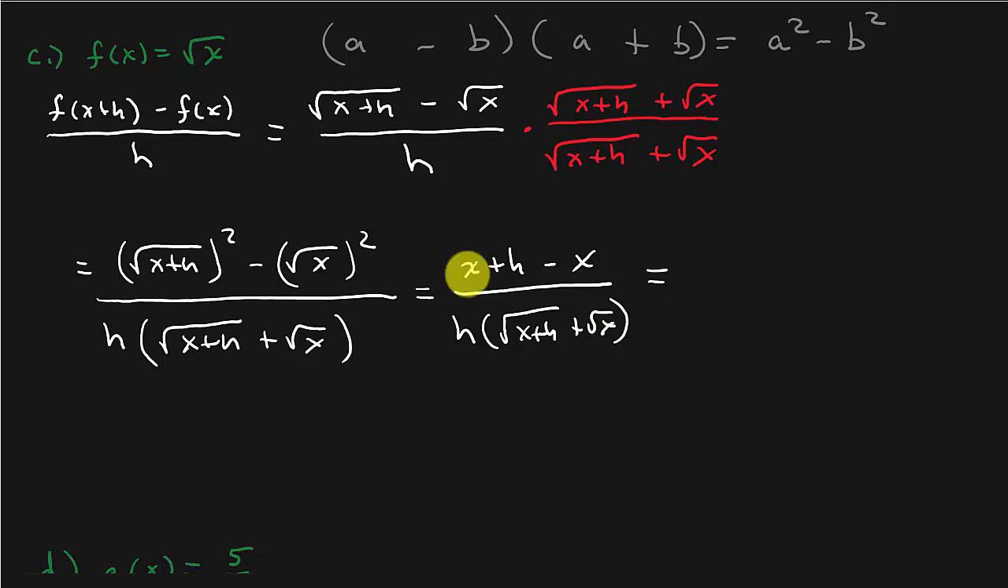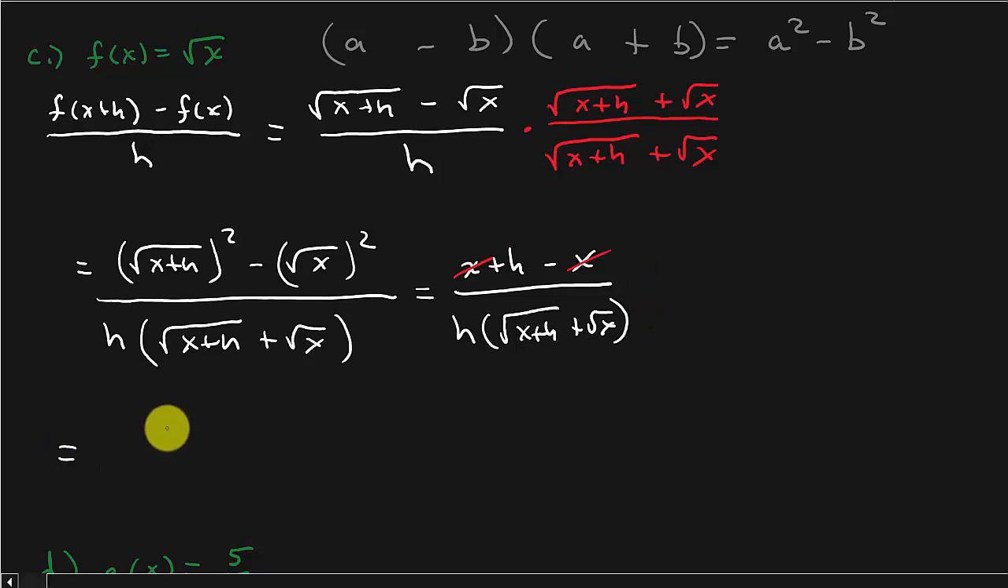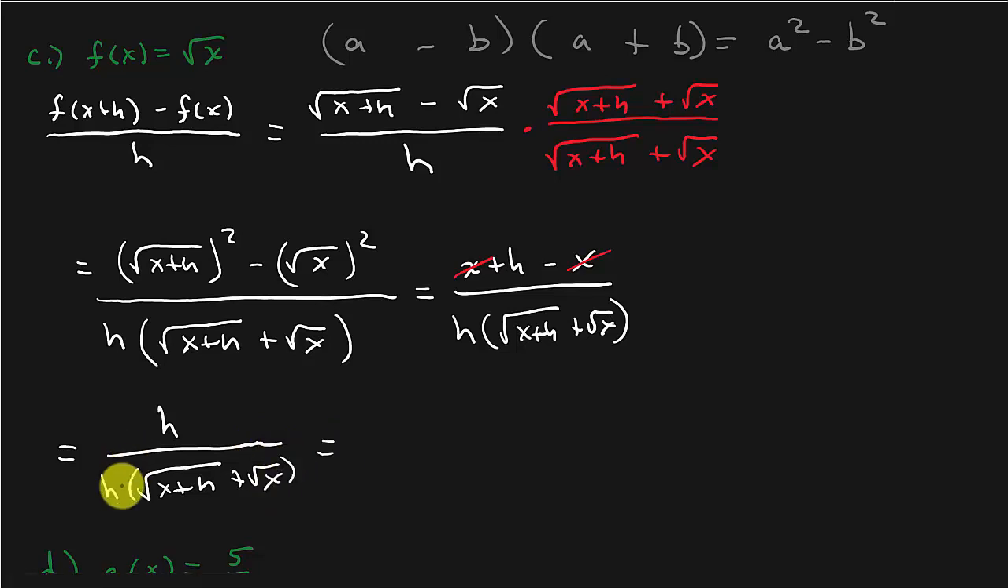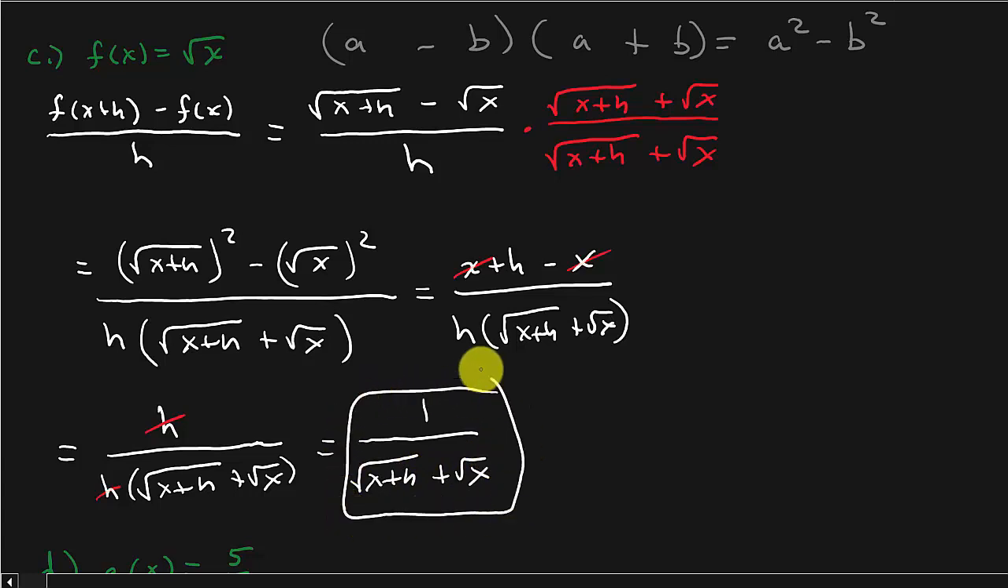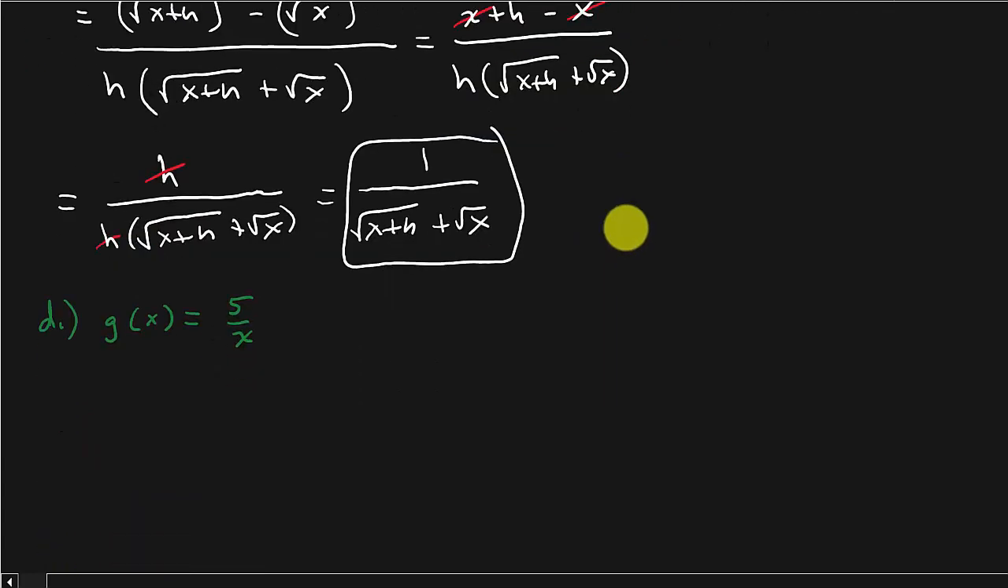And then, well, this works out nice, doesn't it? The x's cancel out. Come down here and do it. That's going to be h over h times the square root of x plus h plus the square root of x. And then you can see here the h's cancel, and I'm left with 1 over the square root of x plus h plus the square root of x. And there's your answer.